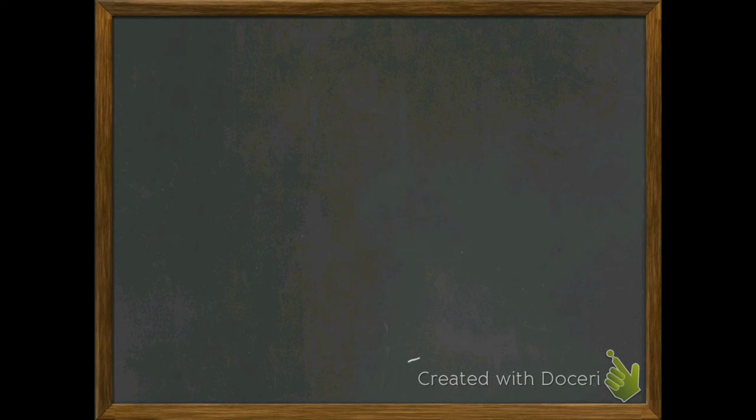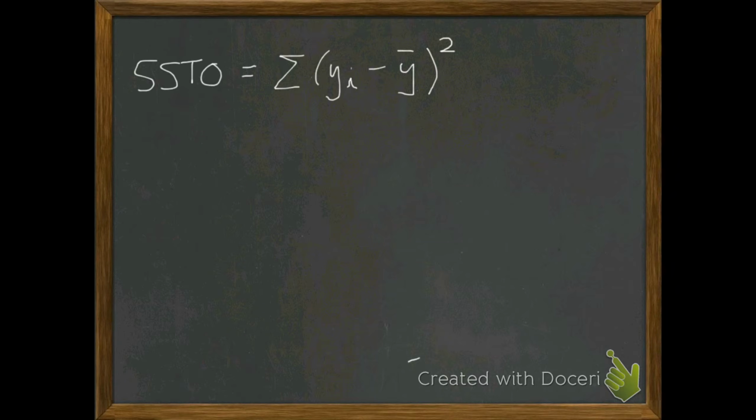All right, gang. Let's remember sum of squares for total is where we started one of these lectures many moons ago, and remember that this is just the difference in our observed and our mean quantity squared. Now, it can be shown, and it's very helpful in this situation, that we can rewrite this.